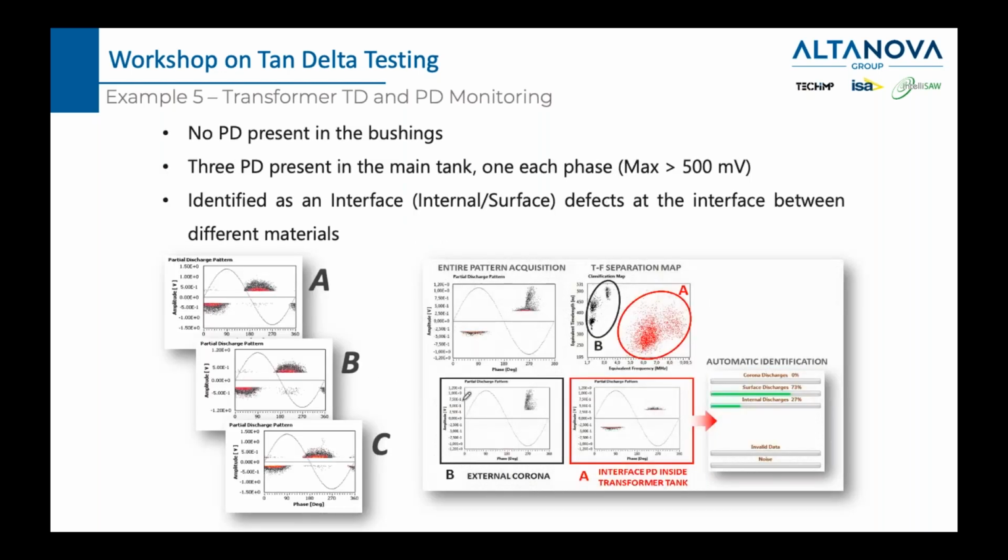So what we found out here is, first we talk about PD. For those of you who are not sure what PD is, it's an abbreviation for partial discharge. Partial discharge is a discharge which happens in the insulation, which doesn't fully bridge the insulation, but only partially. And using Techimp technology and the TF map, we found out that we have some corona, and we also have something which we called interface PD. We will see what it is.